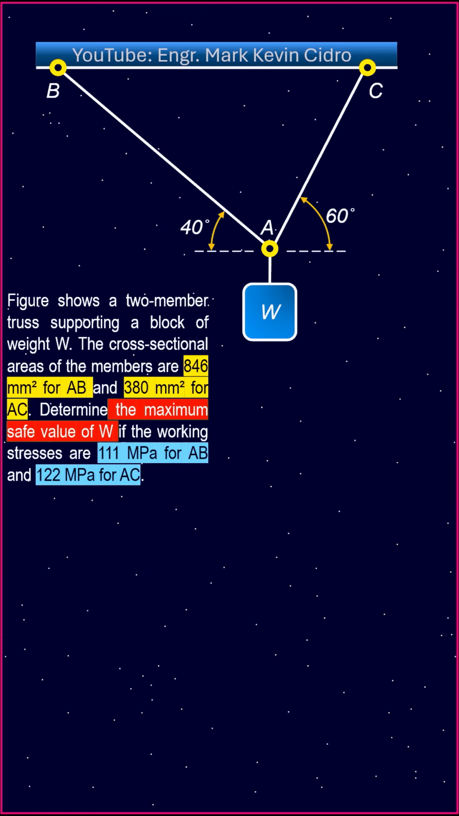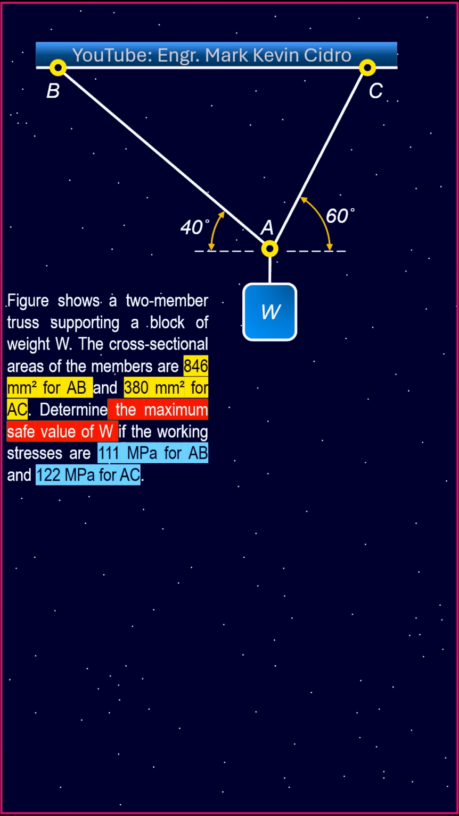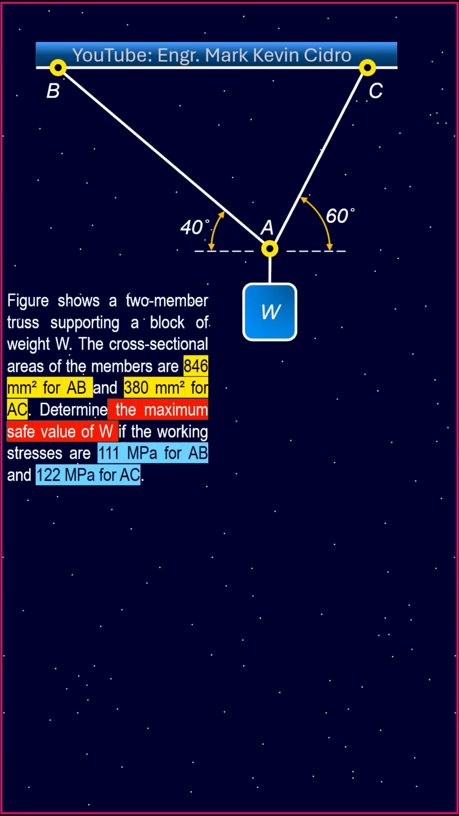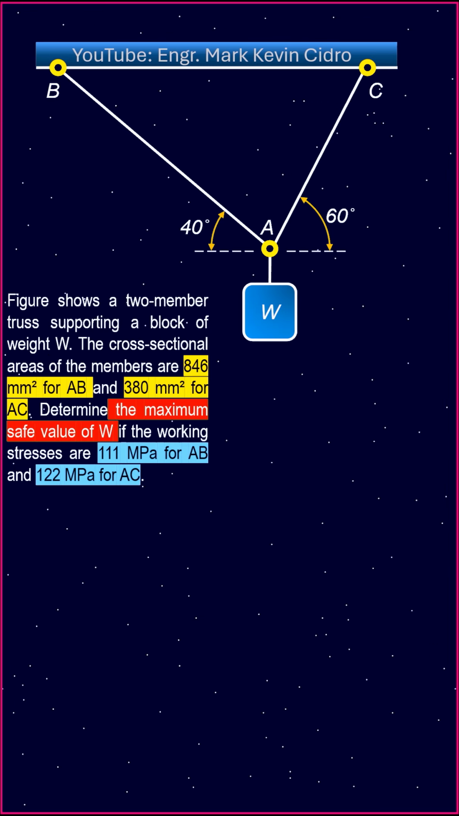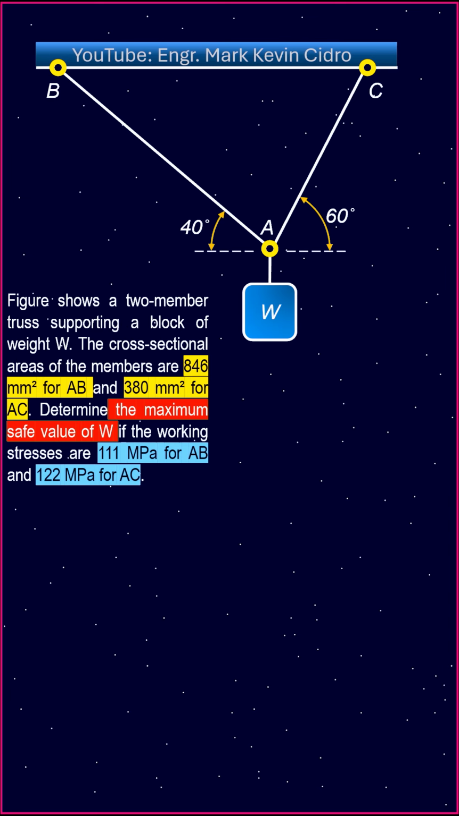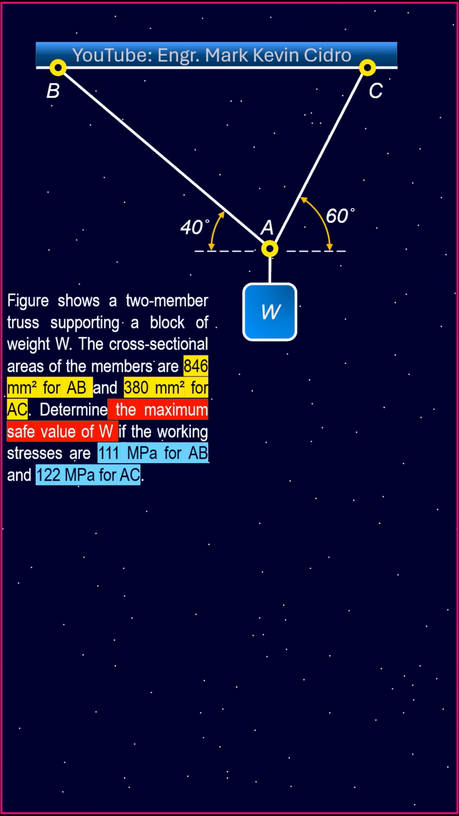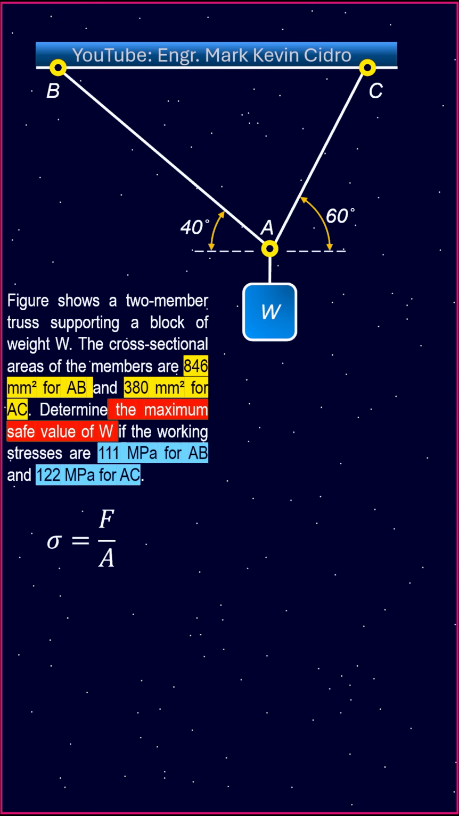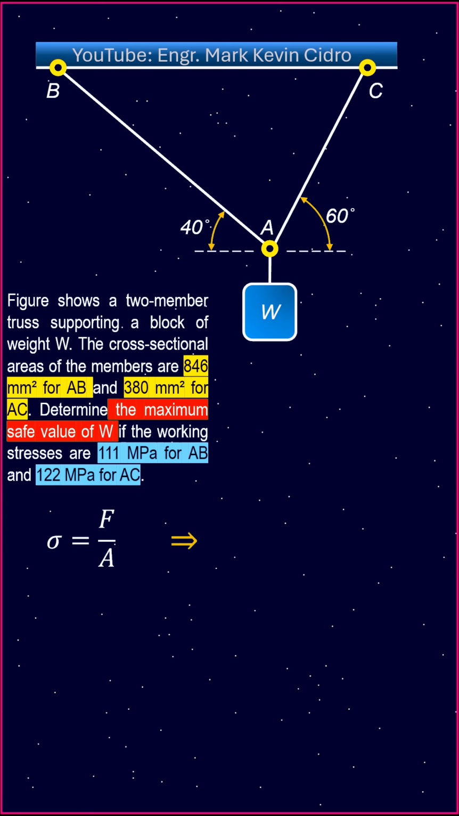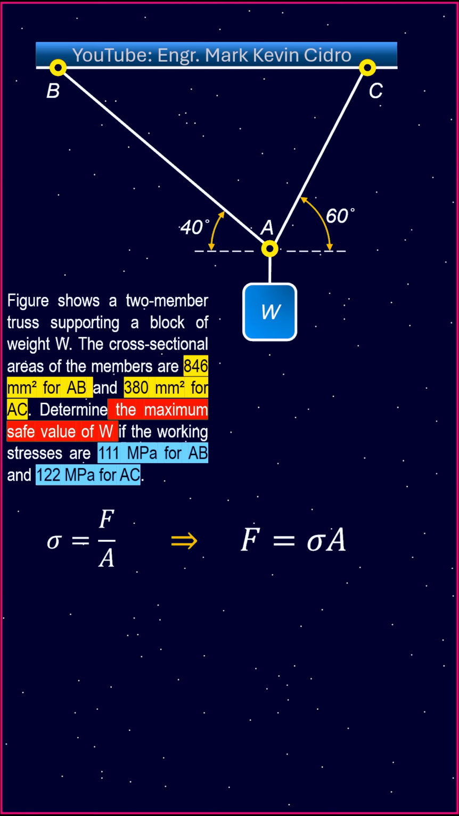Okay, so given yung cross-sectional areas ng members, also given then yung working stresses ng members, better we solve first for the value of the force, the allowable force for AB and AC. From the formula for stress, which is equal to force over area, we can derive that the force is equal to the stress times area.